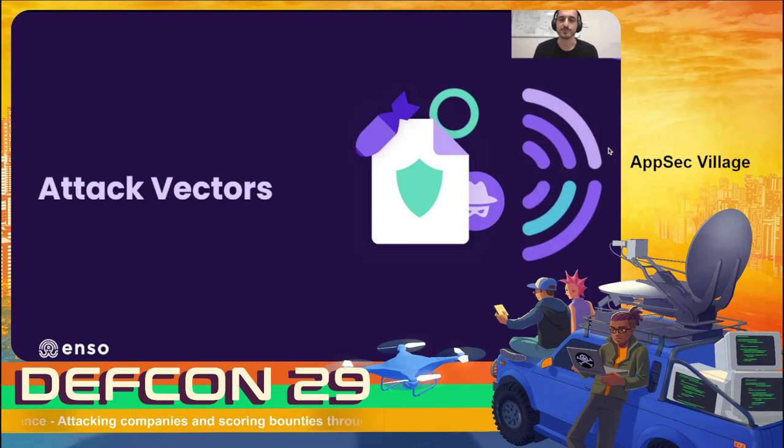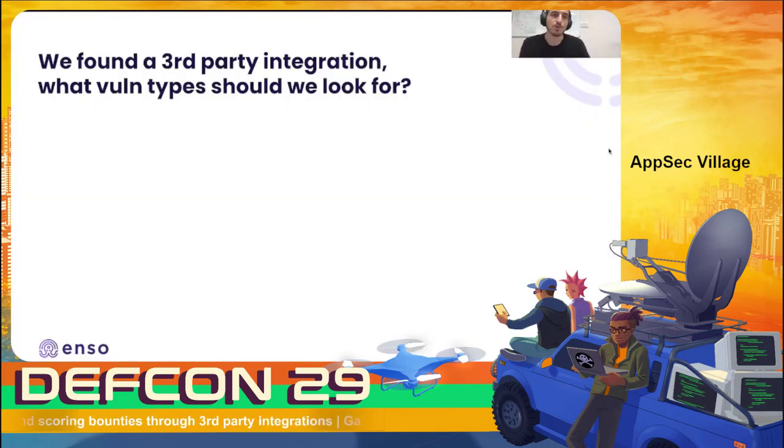That's it for the reconnaissance part. We will see some of this example practically in the proof of concept section. Now, let's go over the attack vectors. So we found a third-party integration. What vuln types should we look for?